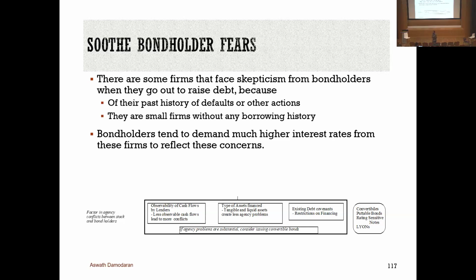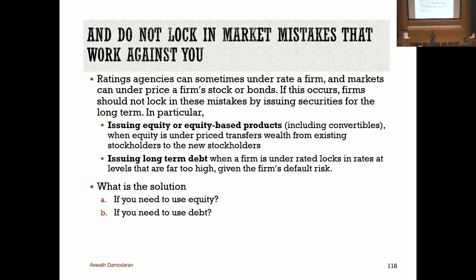So let's say you manage to do that as well. You've got the perfect bond, you got the tax okay, you made these three different groups reasonably happy, you've sugarcoated the bond. You get ready to issue the bond, one final stop you've got to make. You don't want to lock in market mistakes that work against you. Let me back up, right? You have a rating as a company. Is that rating the right rating?